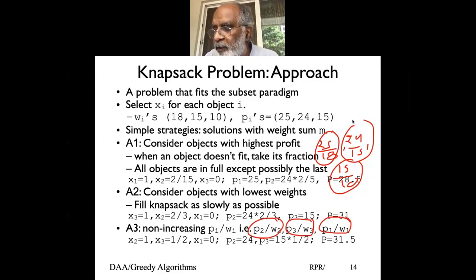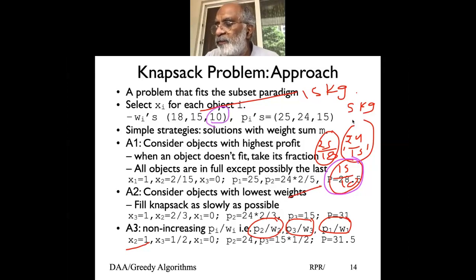That means P2 I'll take in full, X2 is 1. When I take X2 as 1, I have already taken 15 kg of weight. I'm left with only 5 kg in my capacity. That means I take 5 kg of the next item, P3, because this is in that order. So I take only half the item, and so X3 is half. Now my bag has become full at 20 kg, and that means I cannot take the first item, and so X1 basically becomes 0.